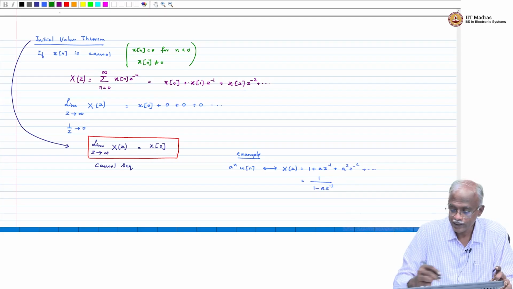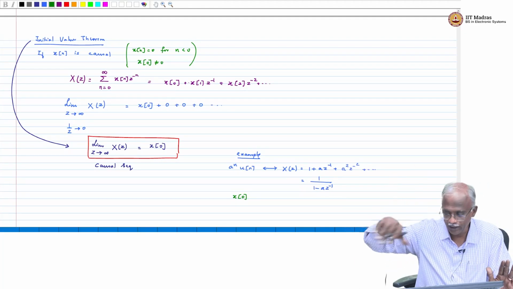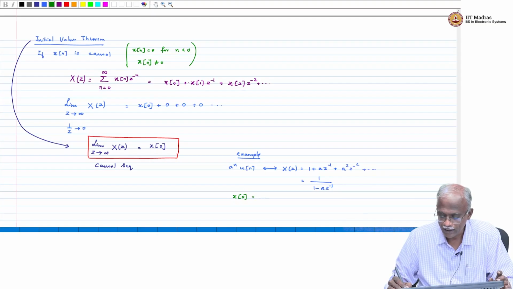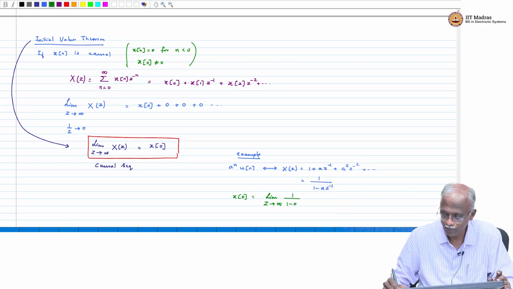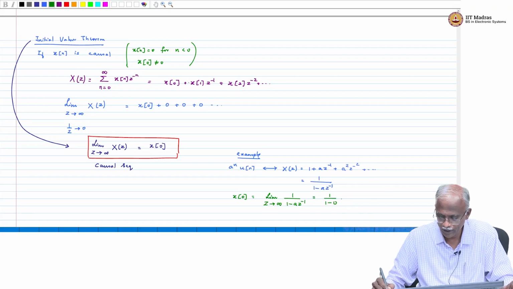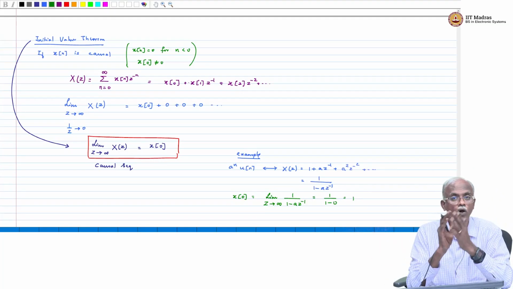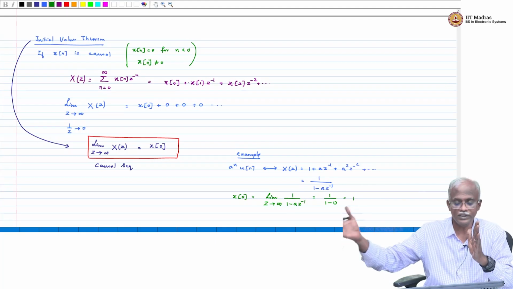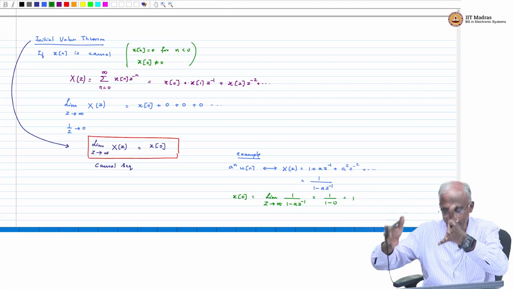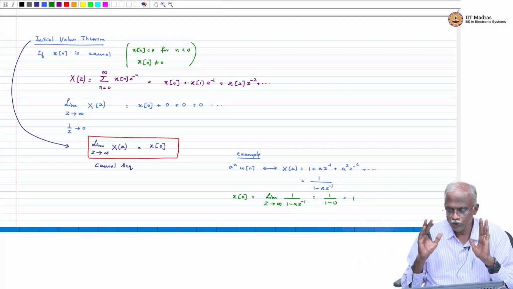So, what is x of 0? Supposing I was interested in computing x of 0, I can either invert the entire sequence and then look at what x of 0 is, or I can say take limit z tending to infinity 1 over 1 minus a z inverse. In this case, we already know the answer, but we are still going to apply it. So, z tending to infinity is 1 over z going to 0. So, therefore, what I will get is 1 over 1 minus 0 which is equal to 1. Which is what we get. So, you do not need to compute the inverse z transform, all you need to do is, as long as you know that it is a causal sequence, you can write down the expression for x of z, apply the limit z tending to infinity, and then you will get the answer as x of 0. So, this is the initial value theorem.